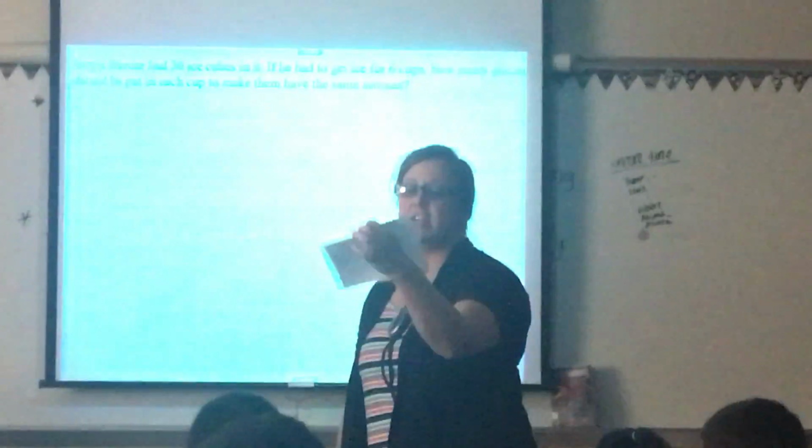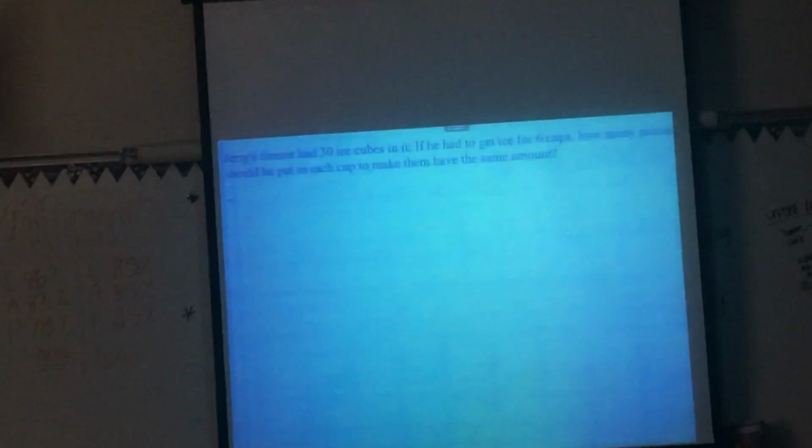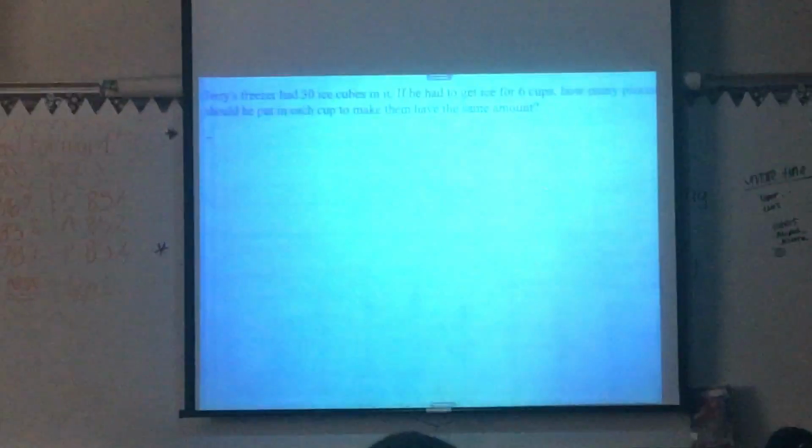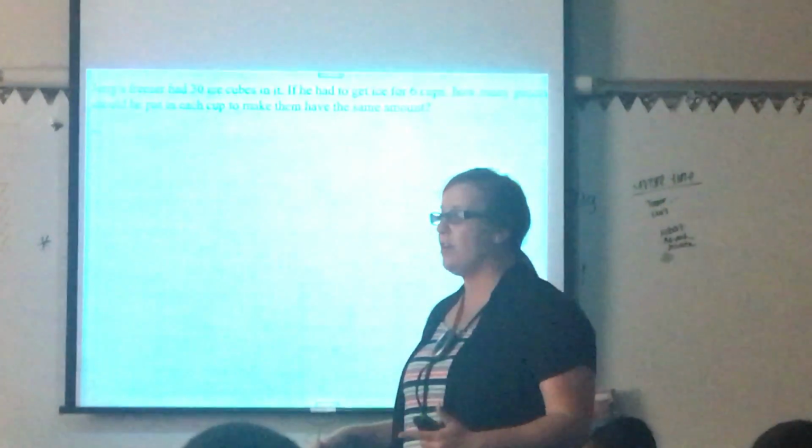Look back on your paper. What are some ways you can justify? By labeling, by drawing visuals, by showing your answer in more than one way. So go ahead. Work this one out. I'll read it one more time. Jerry's freezer had 30 ice cubes in it. If he had to get ice for 6 cups, how many pieces of ice would he be able to put in each cup so that each cup had the same amount of ice? So go ahead. You're quietly working on this as your closure piece.